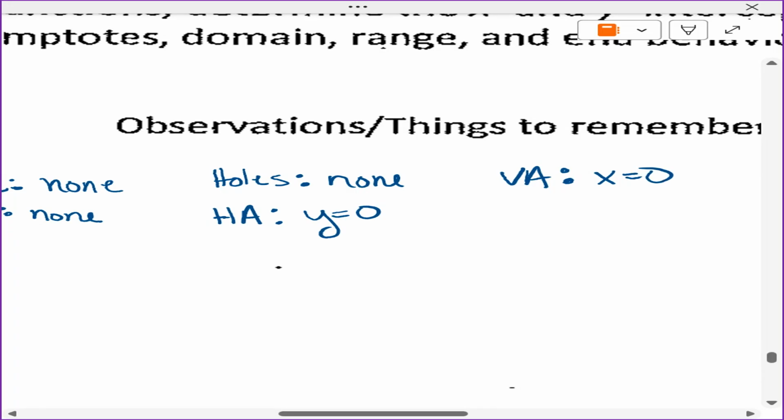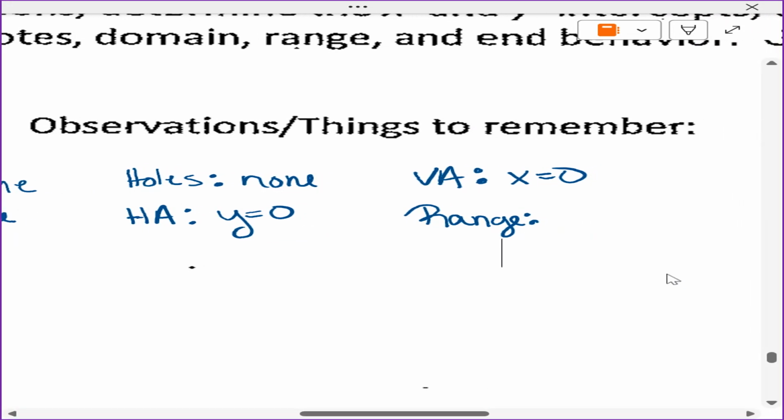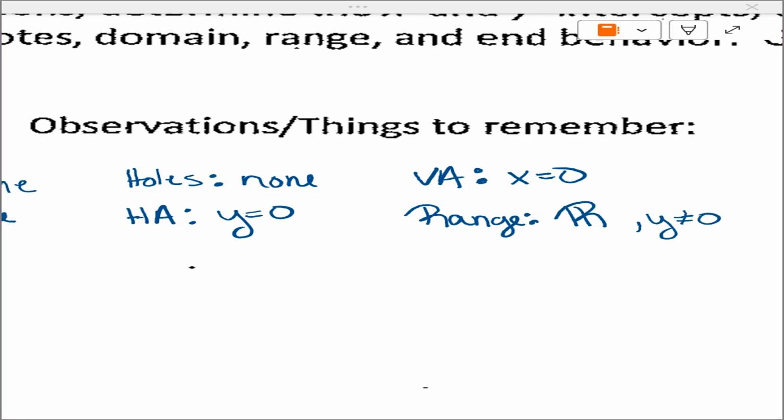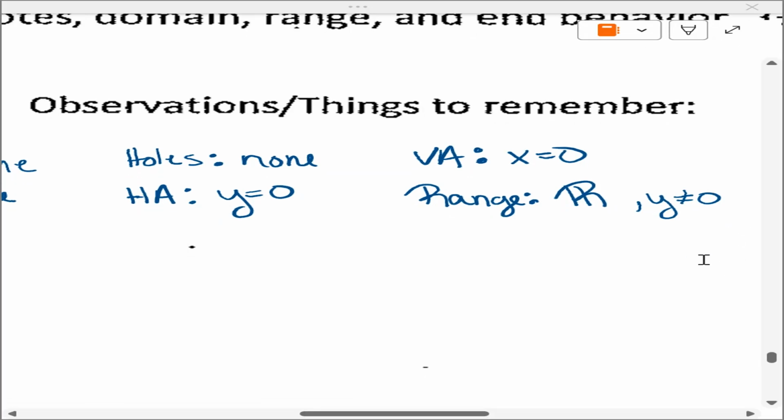So let's talk about my range. I'm going to do range first because it's the easiest. Range is your outputs, right? So what are your outputs? All real numbers, but y never equals 0. Just y can't equal 0, right? Because it doesn't cross the line y equals 0.